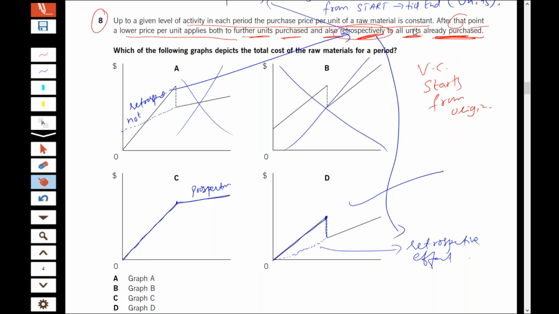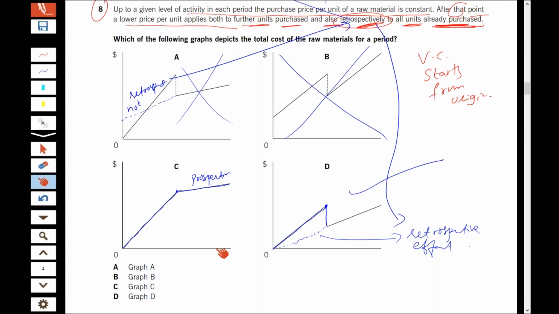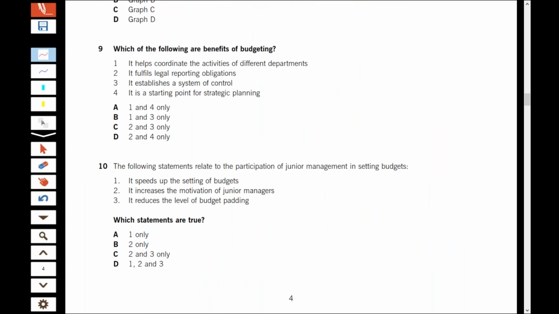Now, I am moving towards the next MCQ number 9. Which of the following are the benefits of budgeting? Number 1, it helps to coordinate the activities of different departments. Yes, it's a coordination among different departments. Why? Because budgets depend on each other.